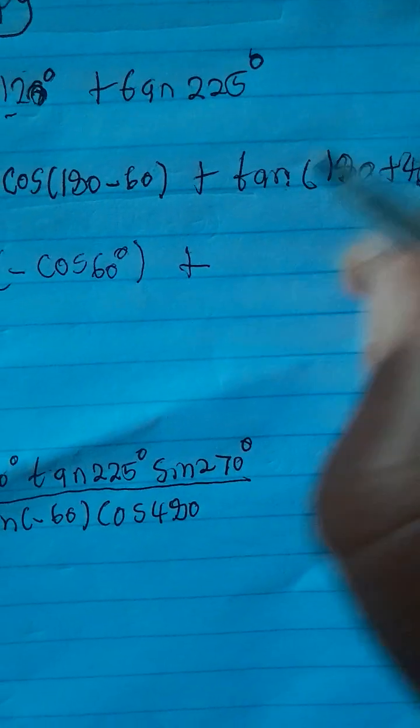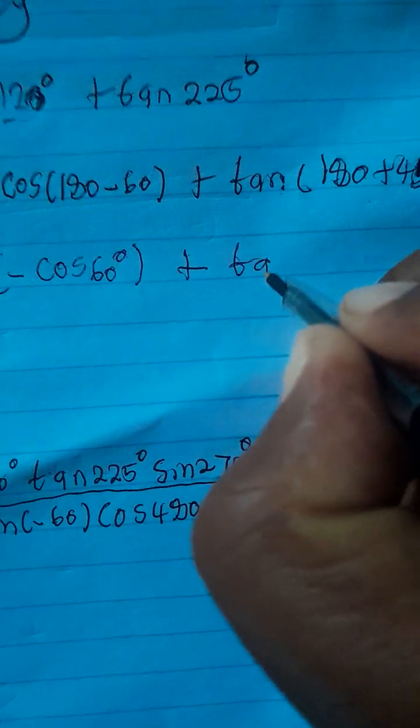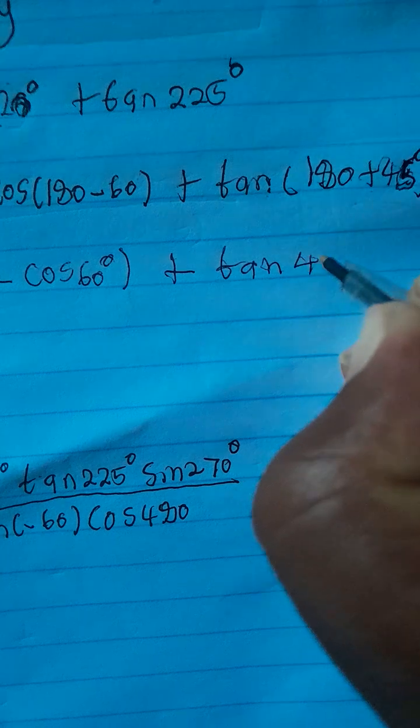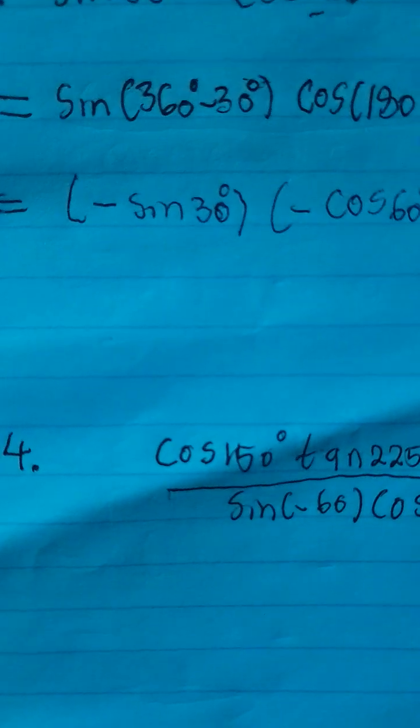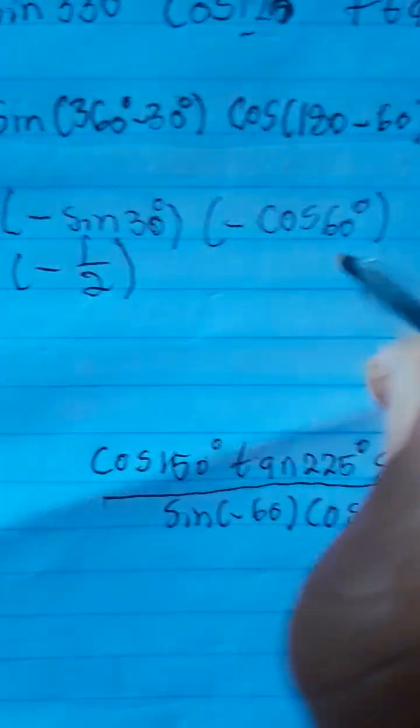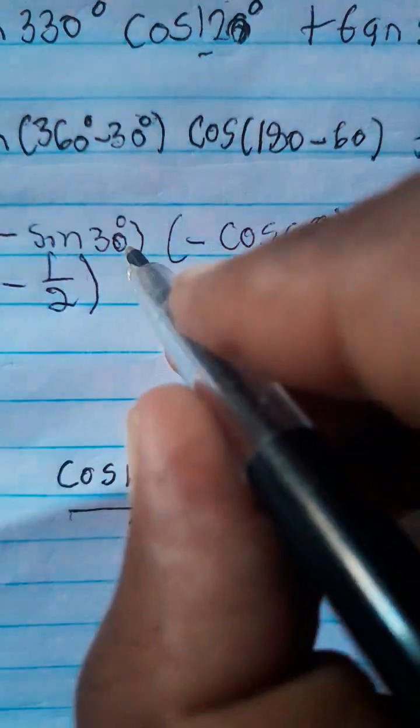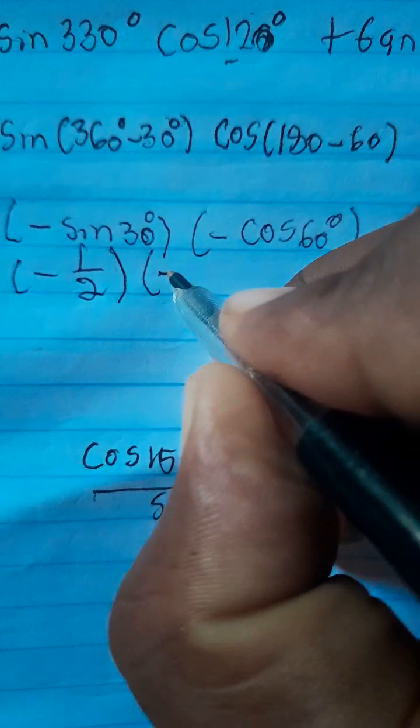It's a home for tan. That will be positive tan 45 degrees. So since we have special angles here, what we could do is punch our calculator. The special angle of sine 30 will be negative half, and 60 as well, it's similar to that of sine 30.